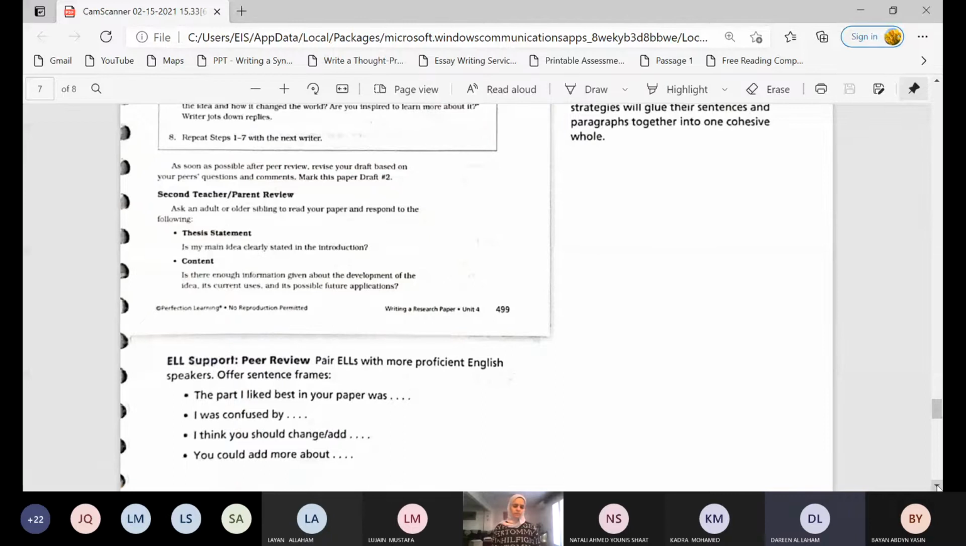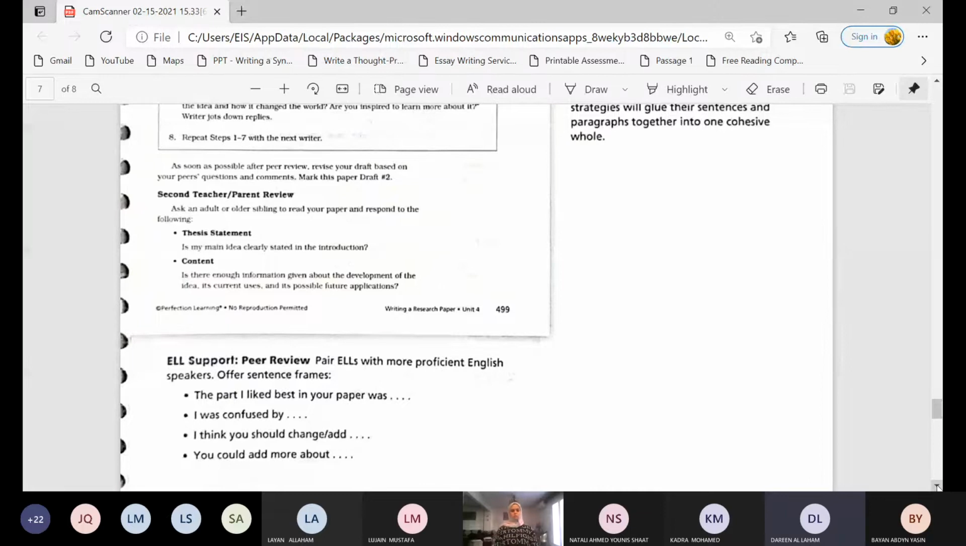Ask an adult or older sibling to read your paper and respond to the following. Thesis statement. This is very important. Is my main idea clearly stated in the introduction? Content. Is the main idea clearly stated? Do you get the main idea or you don't get the main idea? Is it clear? Okay, continue.